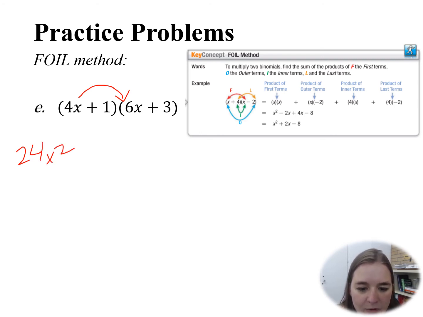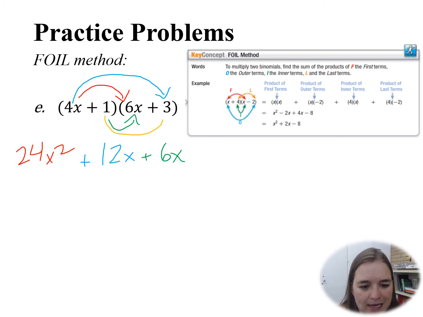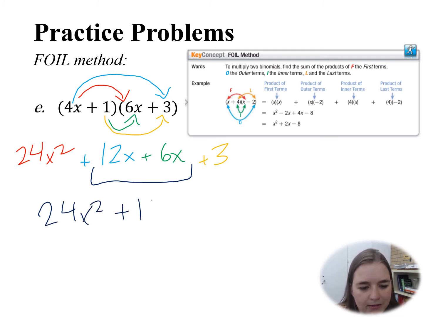Then I'm going to do the outside pieces. So I have this outside times this outside here, and I get 4x times 3. Then I'm going to do my inside pieces. I have 1 times 6x, those pieces on the inside, and then I'll finish it out with my last terms here. 1 times 3 is 3. For my final answer, all I need to do is put together any like terms. So I see 24x squared plus 18x plus 3.